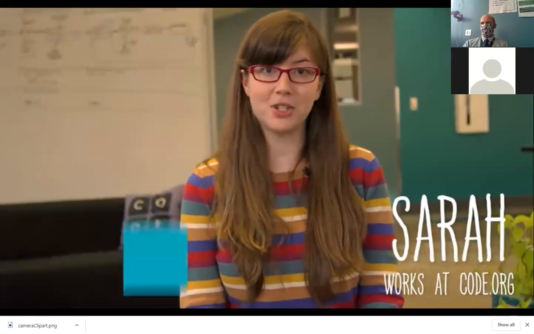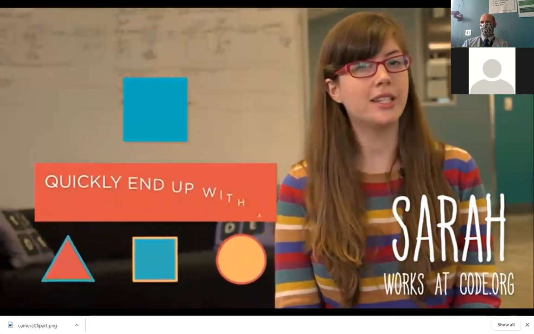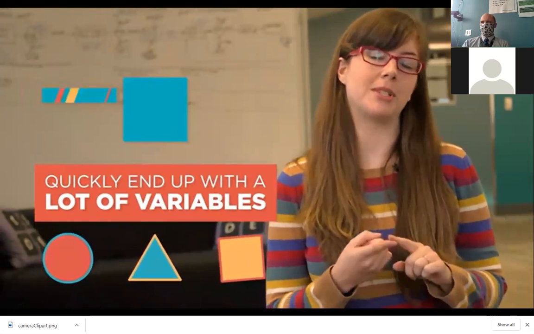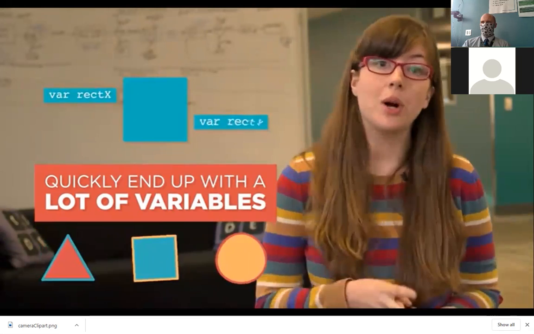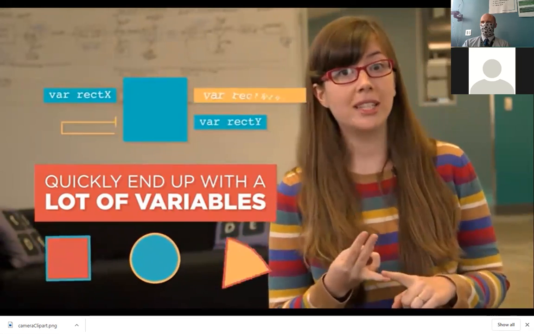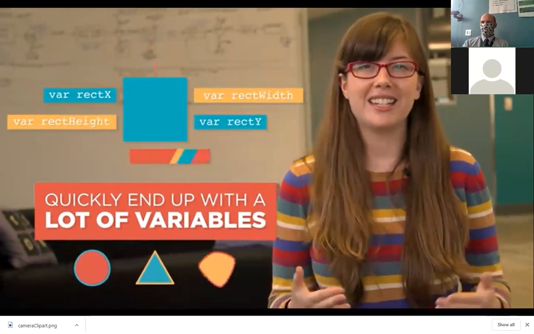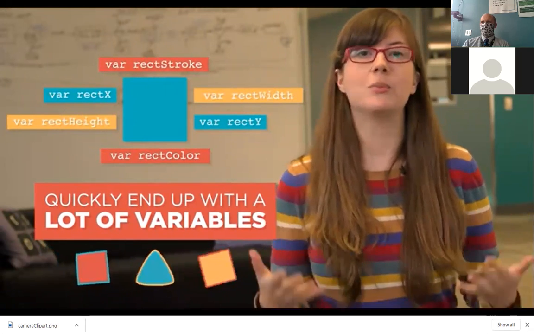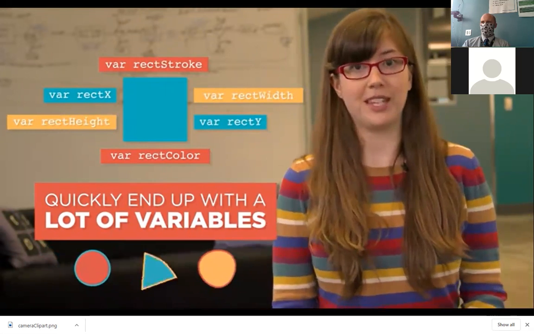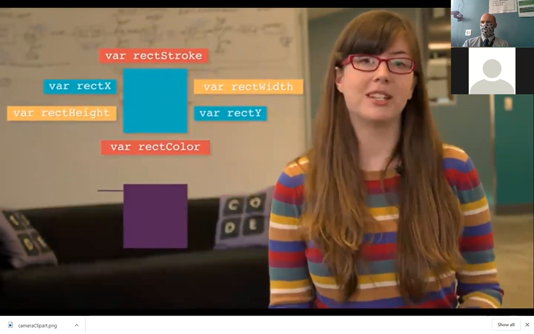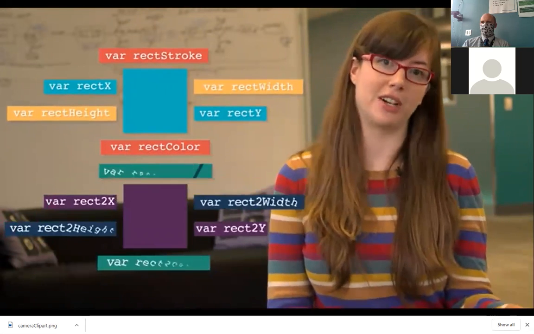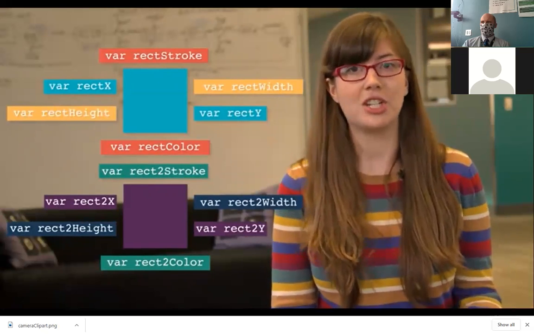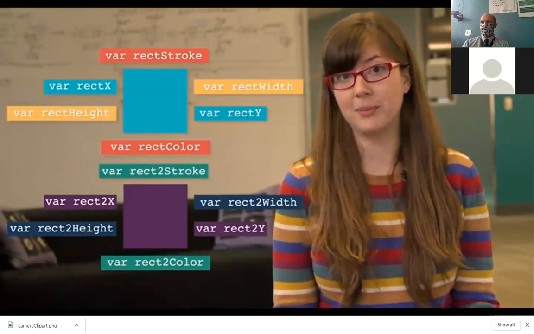If you want to animate a single shape in GameLab, you can quickly end up with a lot of variables to manage. You'll need one to store the shape's X position, one to store the Y position, one for width, one for height, and as you add fills, strokes, and other characteristics, you'll need even more variables. If you want to animate additional shapes, you'll need to create a whole other set of variables. All this can quickly lead to problems with organization and clarity in your code.